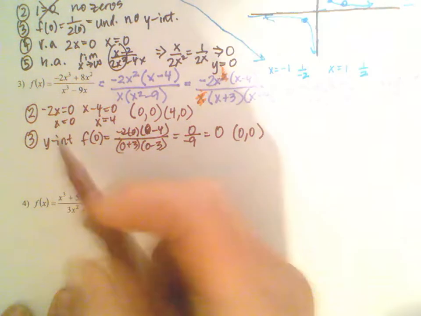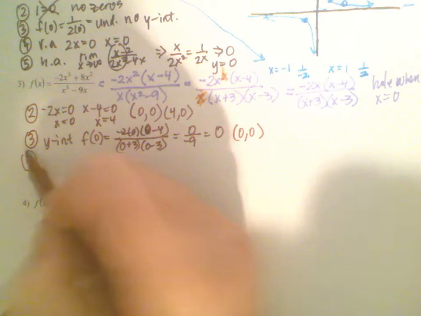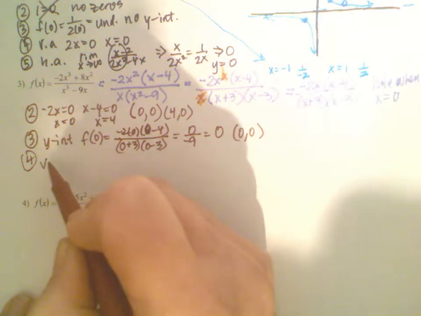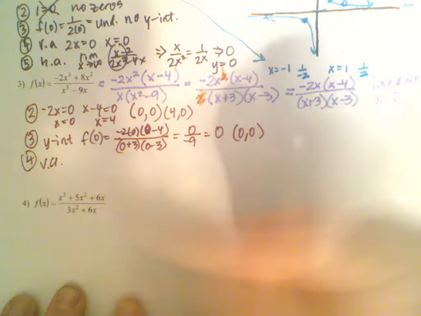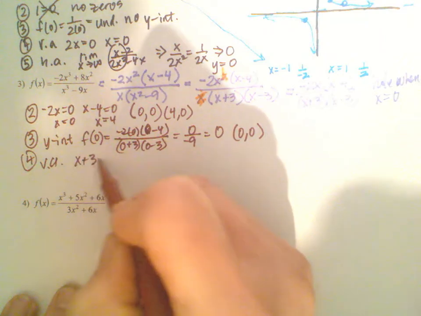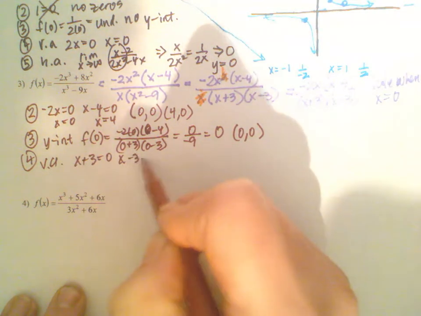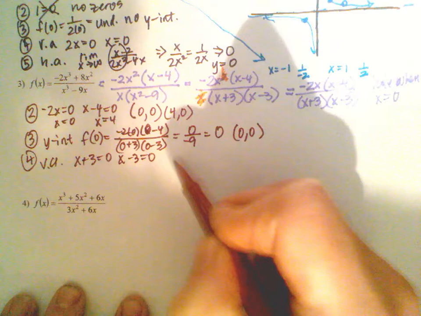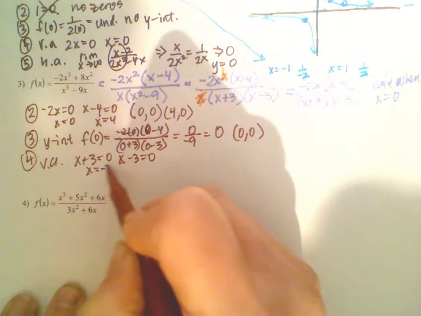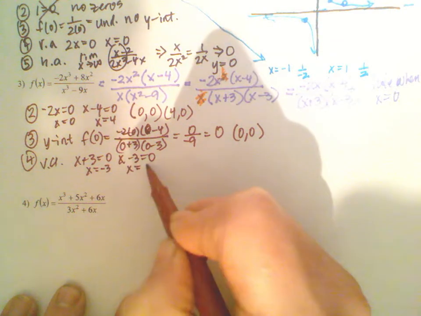Again, I anticipated that. The fourth thing that I'm going to do is my vertical asymptote. Vertical asymptote is when the denominator is 0, so x plus 3 equals 0, x minus 3 equals 0. Those are my two. So I have 1 at x equals negative 3 and 1 at x equals positive 3.